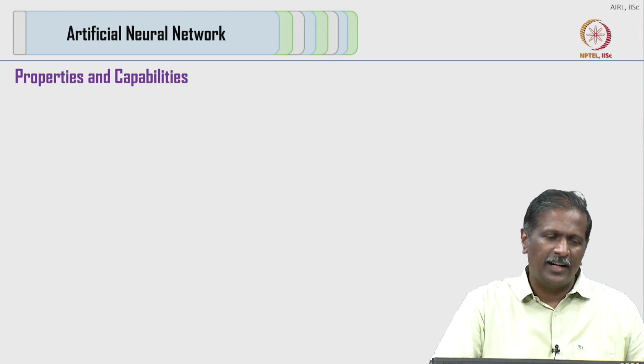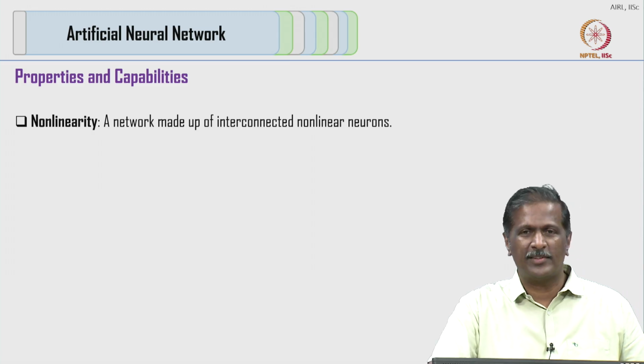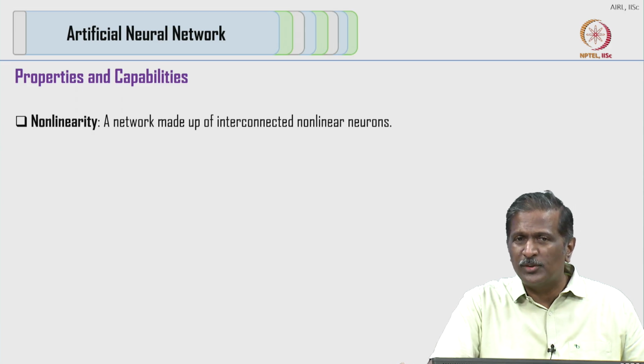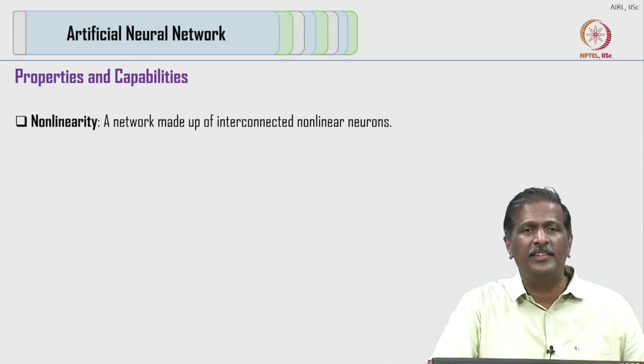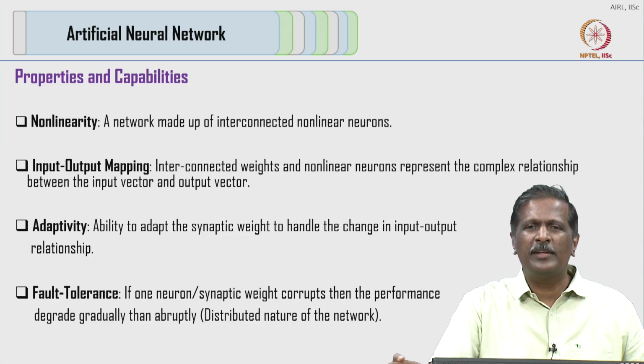What are the properties and what are its capabilities? Nonlinearity: a network made up of interconnected nonlinear neurons. This nonlinearity helps us represent complex relationships more efficiently. For example, when you see your friend after 7-8 years, your brain is capable of understanding the growth one will have as age progresses, attaching that to your earlier information about your friend, interpolating them and predicting how he will look.